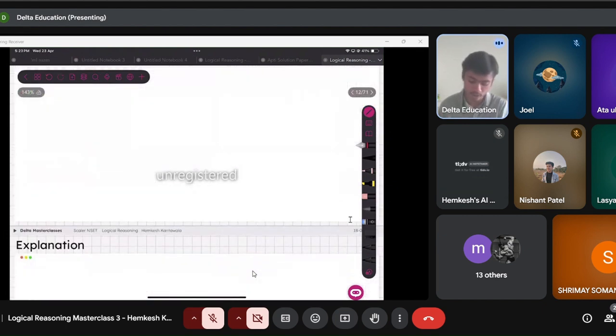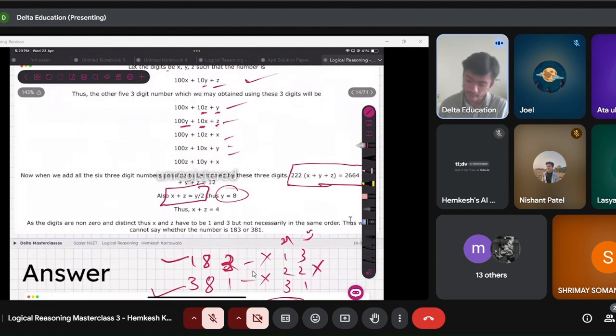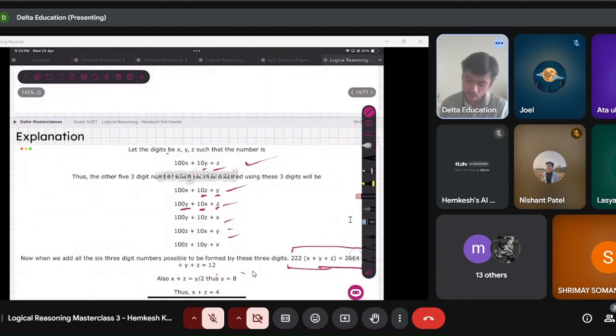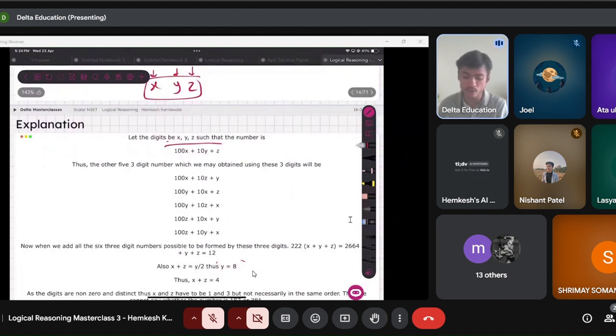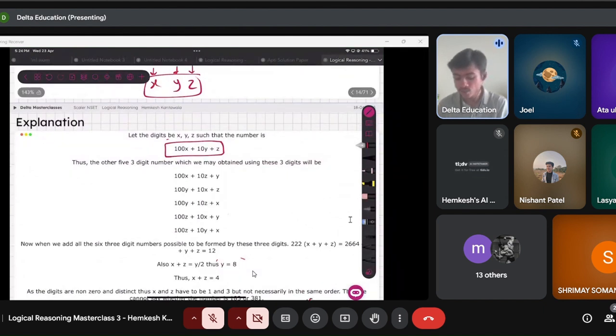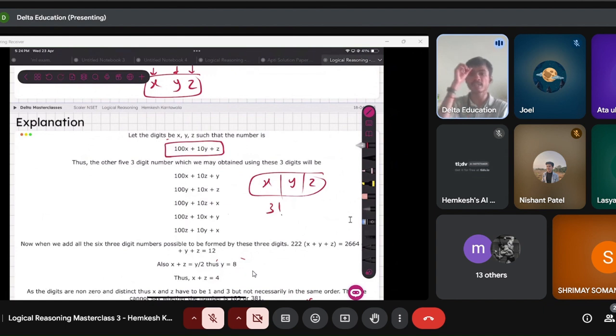So how do we proceed with this question? See how we would do it. First of all, assume x, y, z are our digits: x at the 100th place, y at the 10th place, and z at the 1st place. So we could frame the whole number like this: 100x plus 10y plus z. Now x, y, z, 3 places, 3 numbers, we need to frame this. So how many ways would there be? 3 factorial, simple PNC over here.